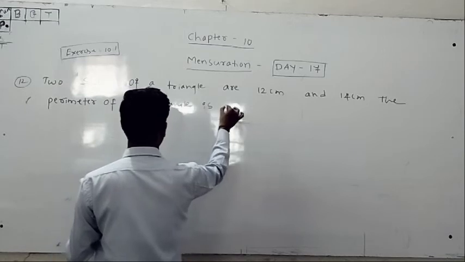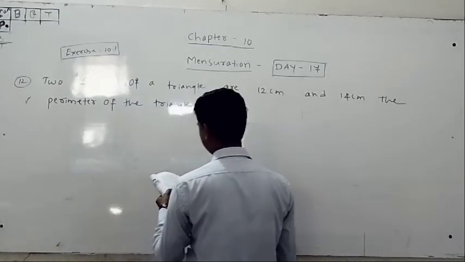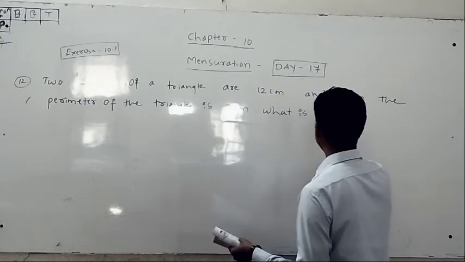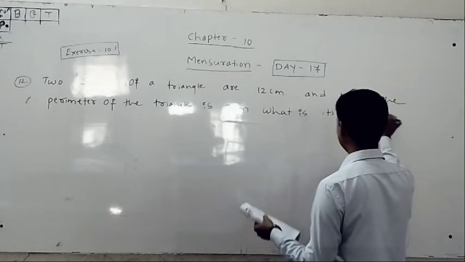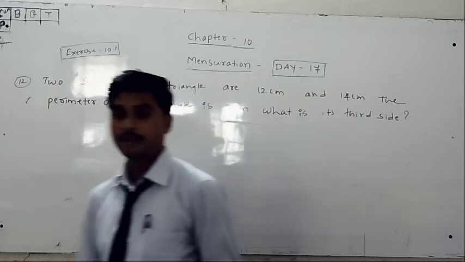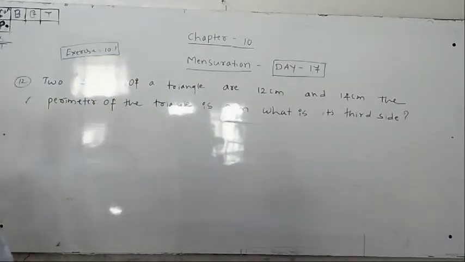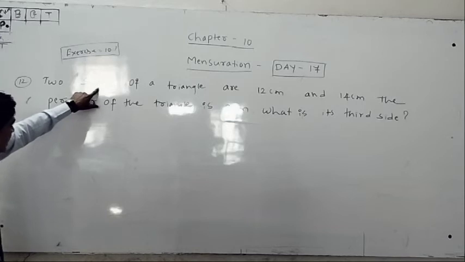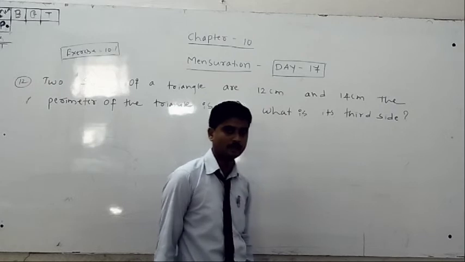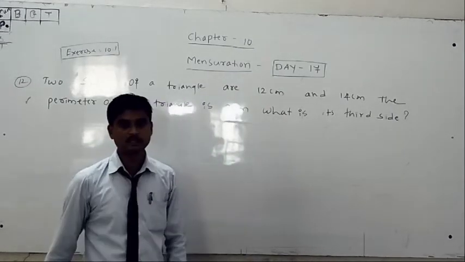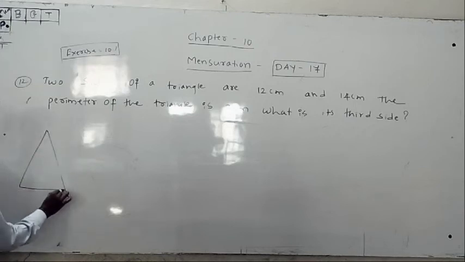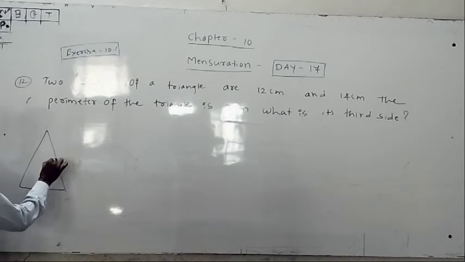What is its third side length? Understand? You should read: 2 sides of a triangle are 12 centimeter and 14 centimeter. Because a triangle has how many sides? 3 sides, because it is the triangle figure.